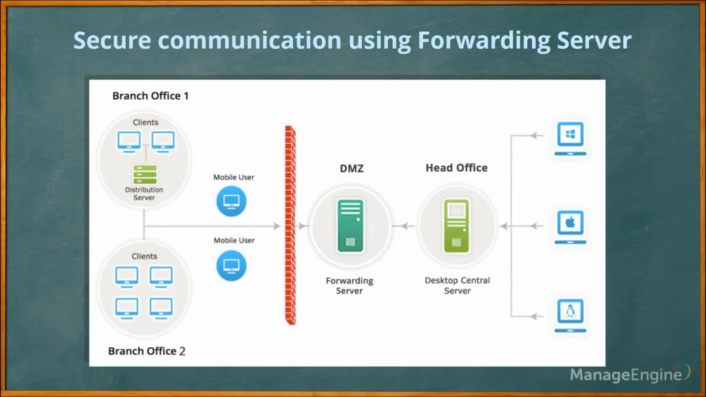Moving forward with the communication, we are seeing the same communication of the Desktop Central server, followed by the distribution server, the mobile users, who are the roaming users working outside the office network, and of course, the direct communications. All of these can be securely managed from the forwarding server. The forwarding server acts as a secured gateway between the roaming agents and the Desktop Central server. Any communication from the roaming agents to the Desktop Central server will be routed through the forwarding server.